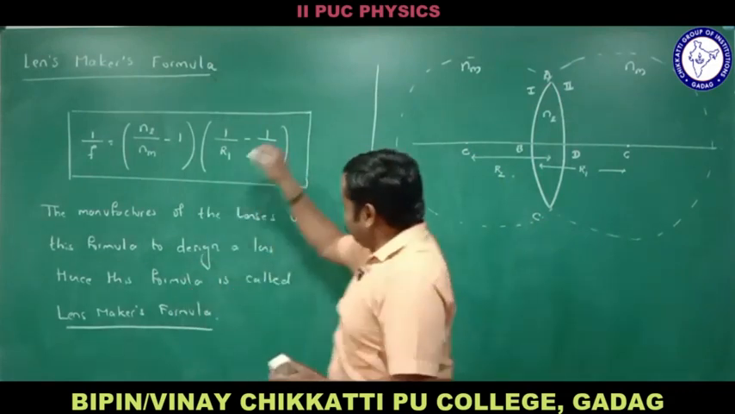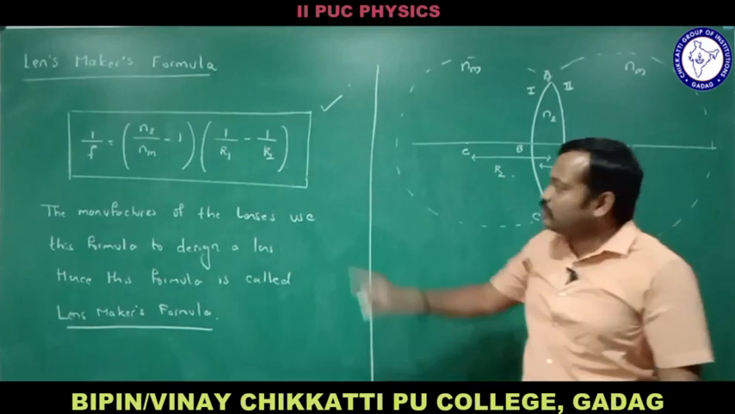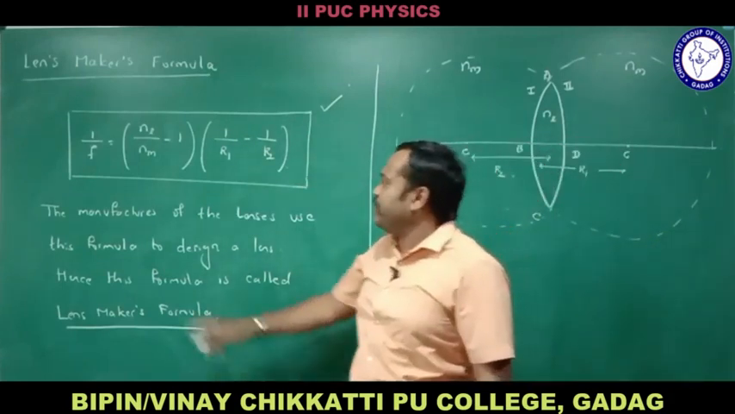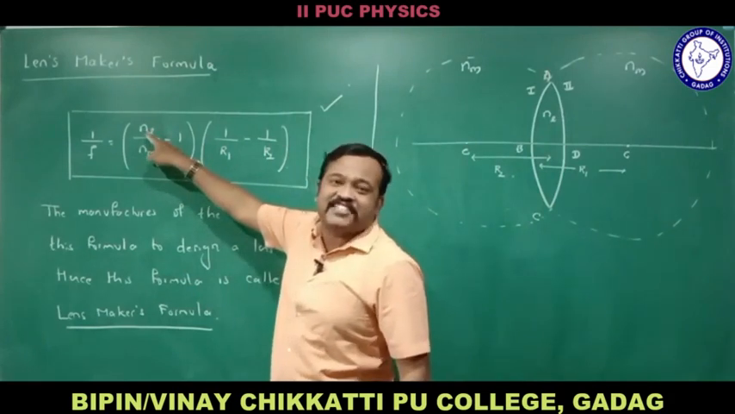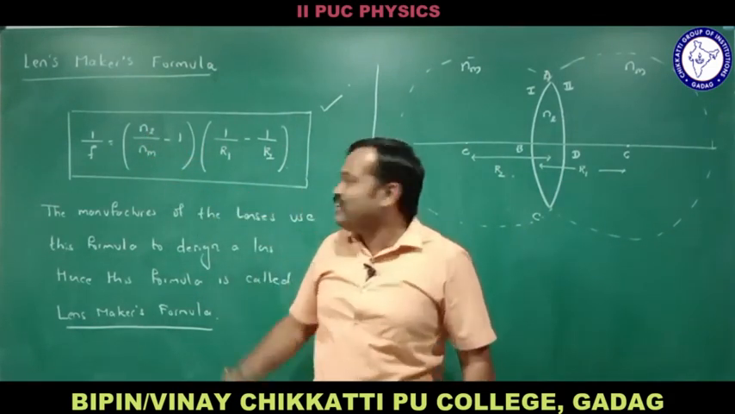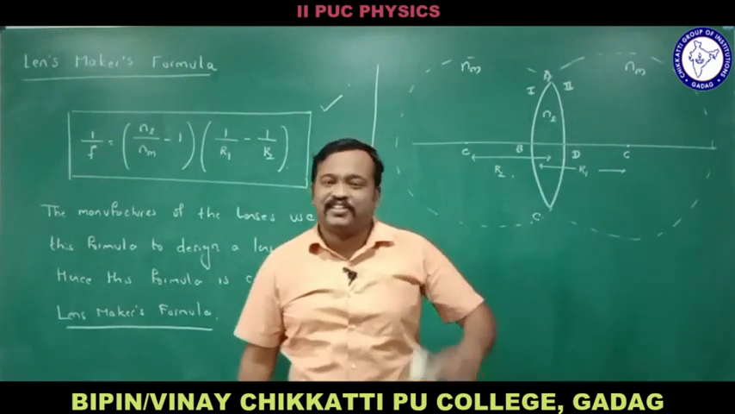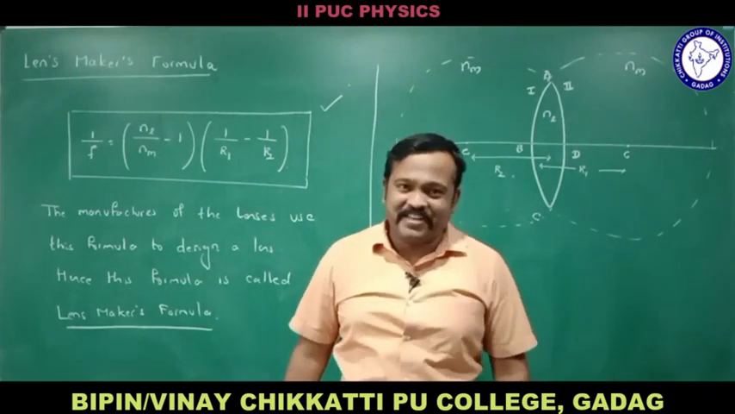So we understood what the lens maker's formula is. 1 by F is equal to NL divided by NM minus 1, times 1 divided by R1 minus 1 divided by R2. NL is the refractive index of the lens. NM is the refractive index of the medium in which the lens is kept. R1 is the radius of curvature of the first spherical surface and R2 is the radius of curvature of the second spherical surface.